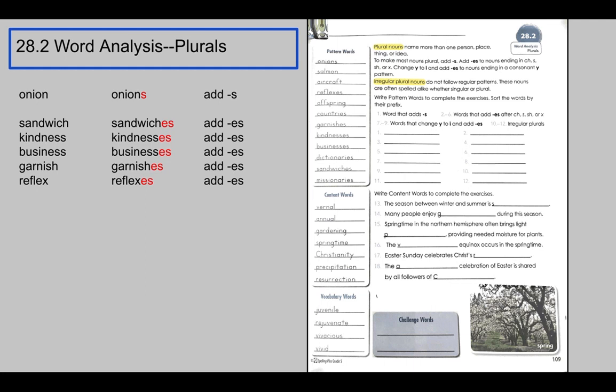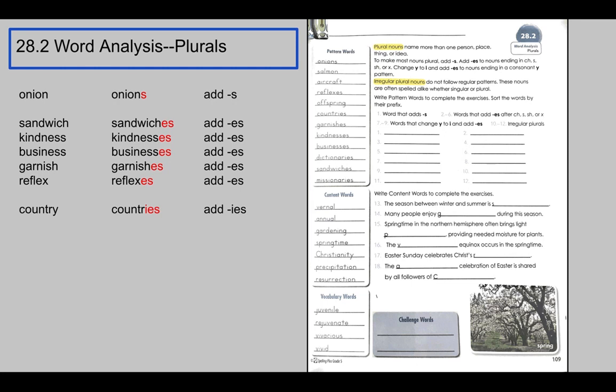Reflex. I caught the ball by reflex. Okay? Or I could say, my reflexes were heightened because I was scared and my endocrine system kicked in. Okay? We make reflex plural to reflexes because reflex ends with the letter X. So therefore, the rule says we add ES to make that plural.